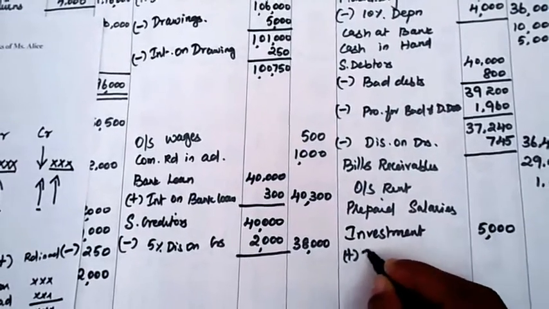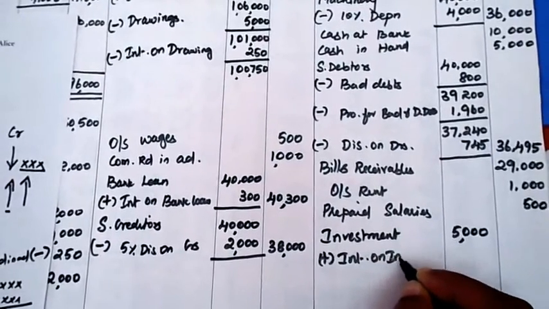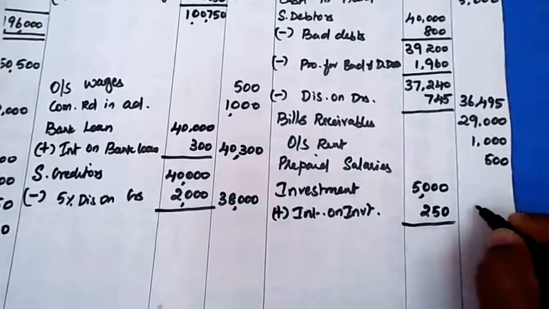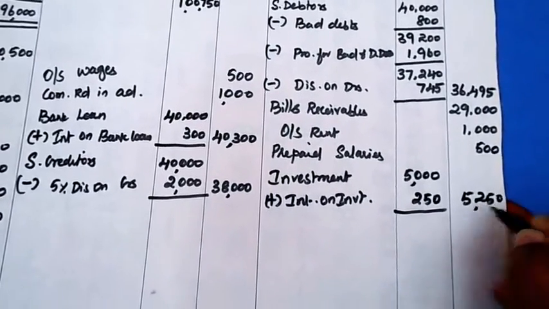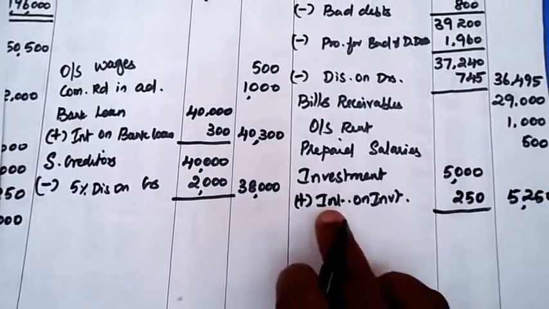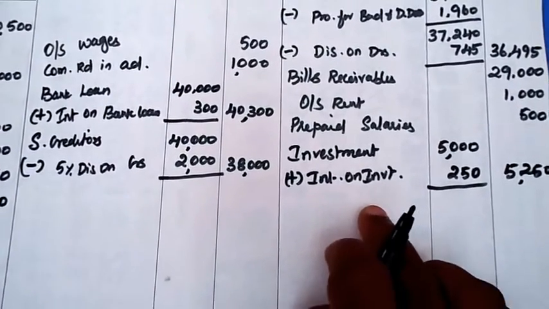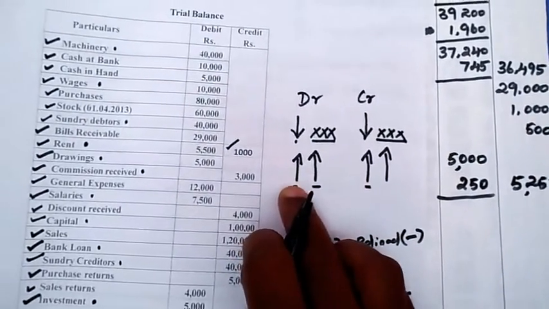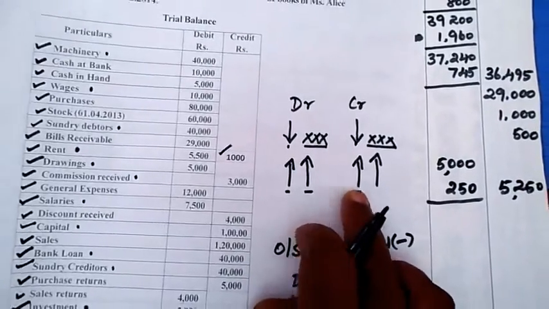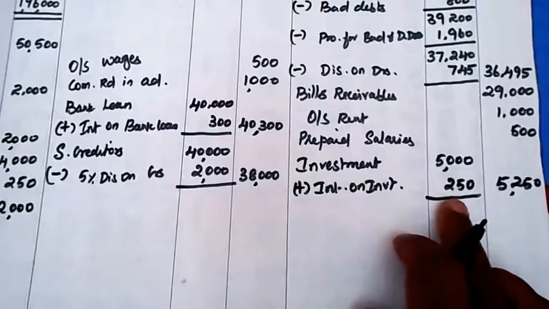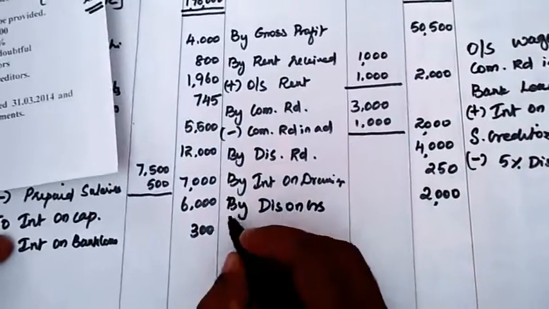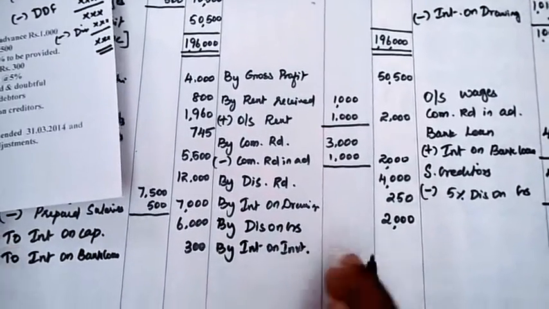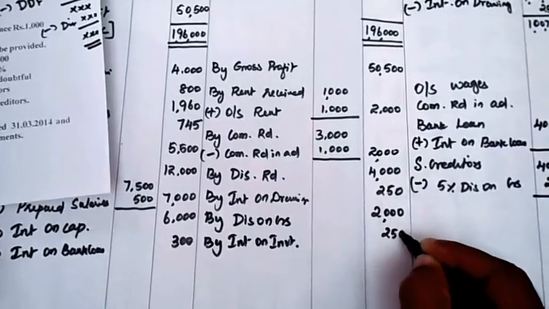Add interest on investment. How much? 250. Just add this. What is the answer? 5,250. So this amount you have added. What is the impact? When you add any item under asset side, it will increase debit. If any item increases debit, simultaneously you have to increase credit also. This is the logic, no? Just enter this amount under credit side of profit and loss account. Profit and loss account credit side by interest on investment. It is an income. Okay, just enter credit side 250.